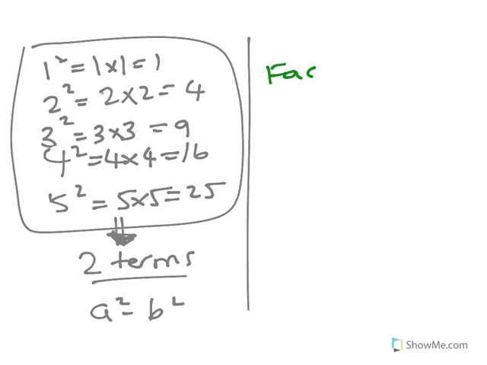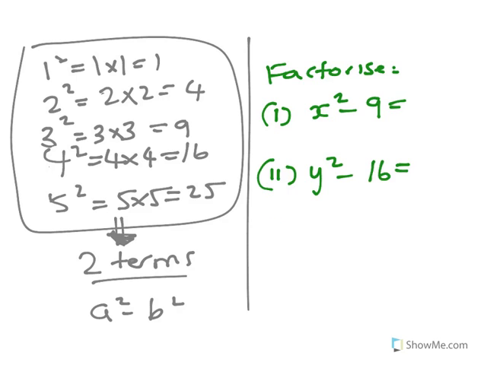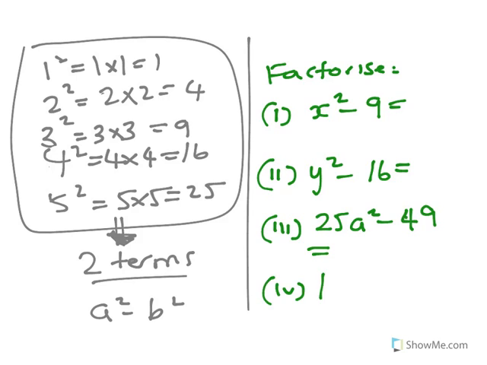So just have a look at a couple of these as examples, and then I want you to try some yourself. So if you had to factorise this, x squared minus 9, y squared minus 16, 25a squared minus 49, and 16a squared minus 1, then what would you do to factorise those? Okay, if you can write them in your book and see how you go, stop the video.